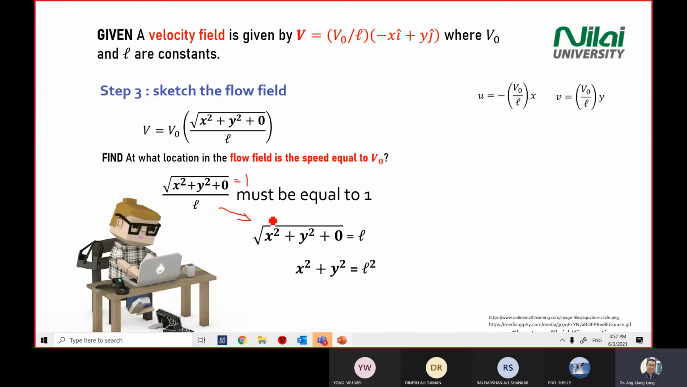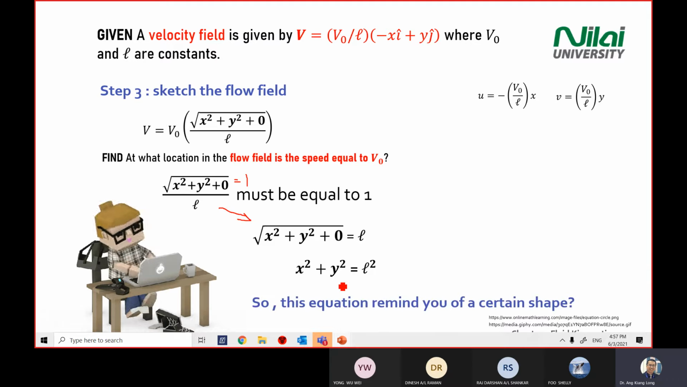Okay, then you move the square root from the left hand side to the right hand side, and the L will become squared. You will have x squared plus y squared equal to L squared. Again, it will tell you that you are arriving at a certain shape of equation.